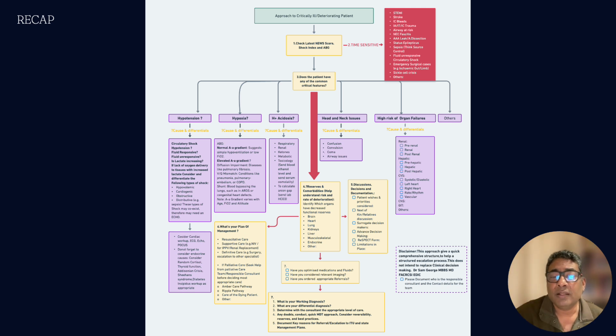So then the question would be, have I optimized medications and fluids? Like in sepsis, you would give around 30 ml per kilogram. Have I done that and observed a response? And have I optimized the medications? Have I considered relevant imaging? Have I considered appropriate referrals? Finally, I would like to ask myself, what's my working diagnosis?